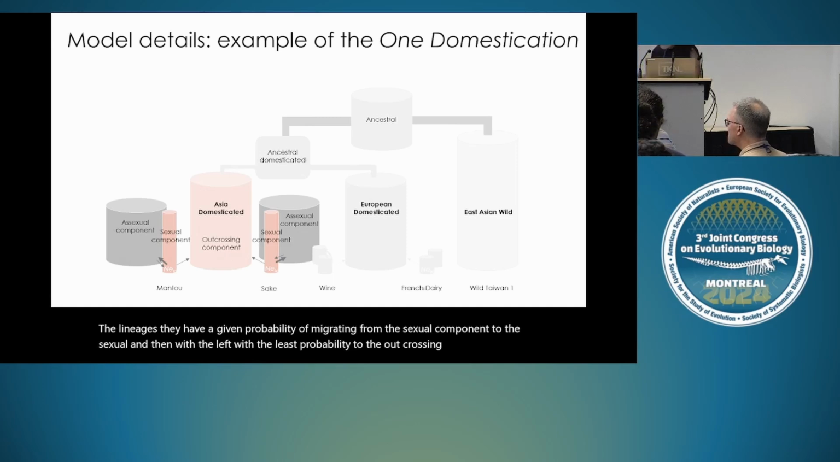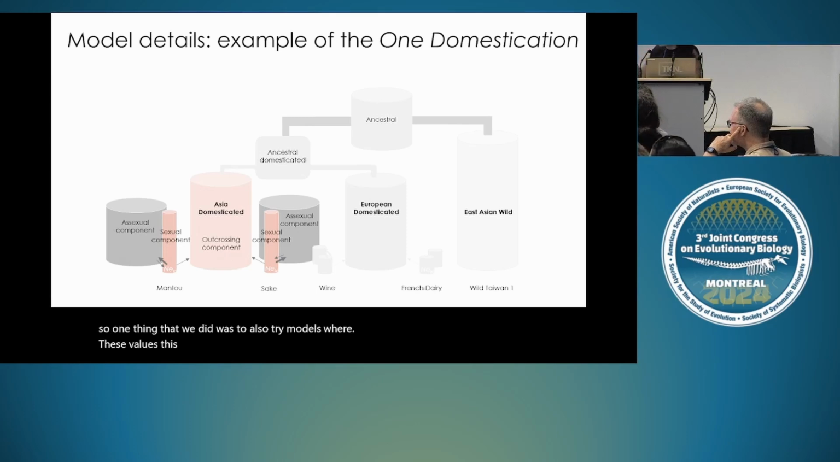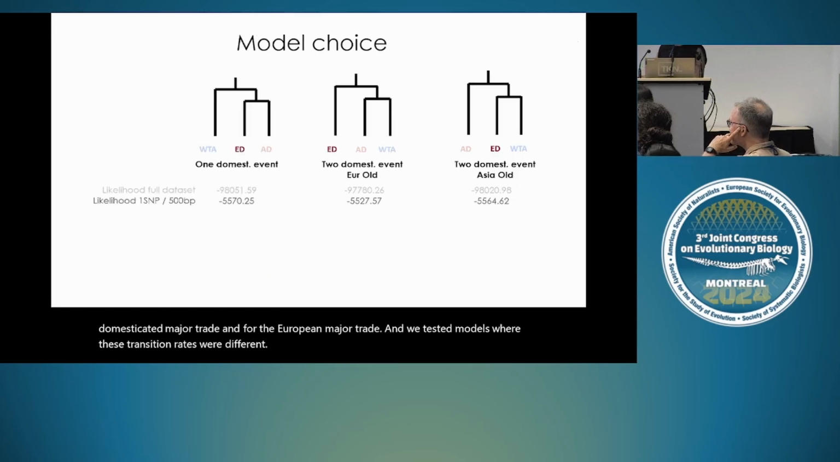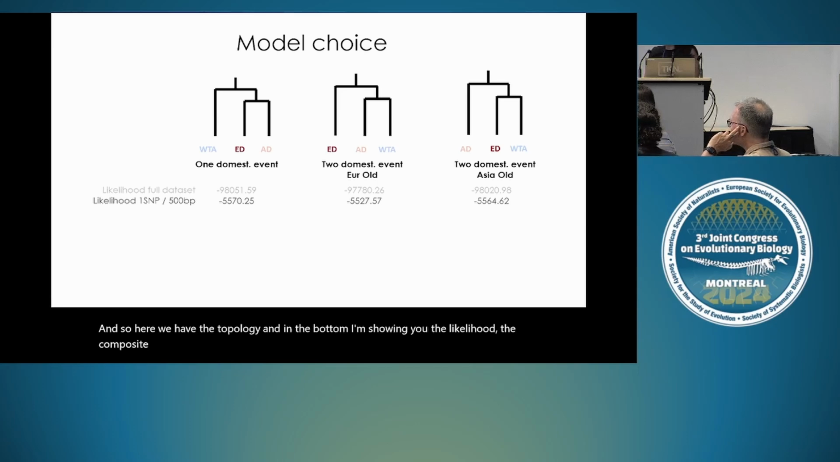And so one thing that we did was to also try models where these transition rates were fixed. So they were the same for the Asian domesticated clade and for the European clade, and we tested models where these transition rates were different. And so here we have the topologies, and in the bottom I'm showing you the likelihood, the composite likelihood estimates.